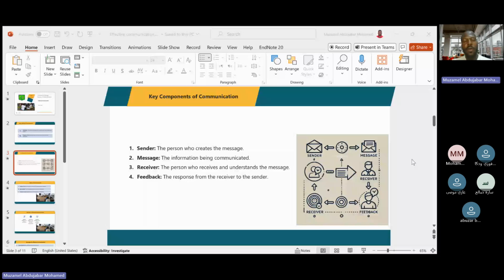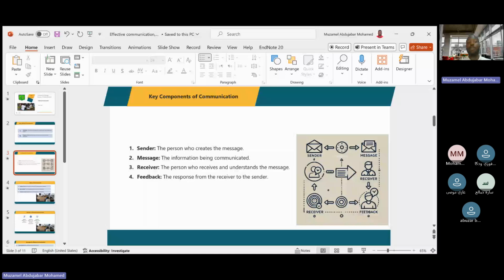Now we are going to explain the key components of communication. What does communication consist of? Communication has four elements. One is the sender, the second is the message, the third is the receiver, and feedback is also important and included as a component of communication. Let us explain one by one.